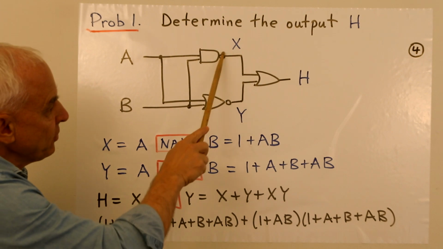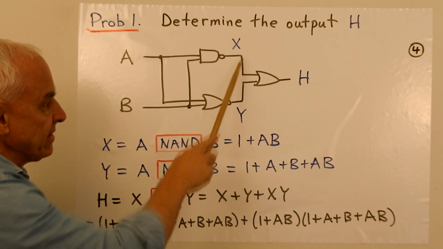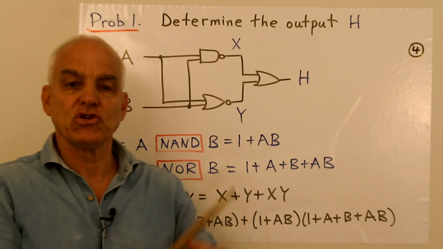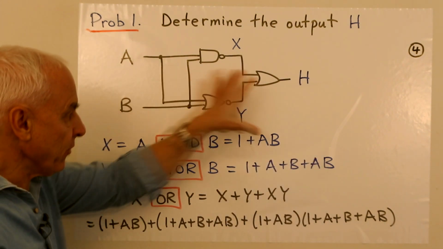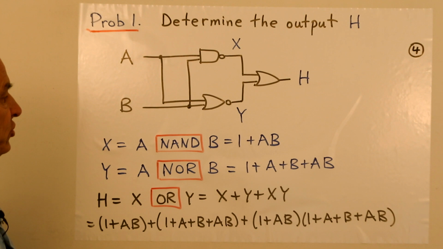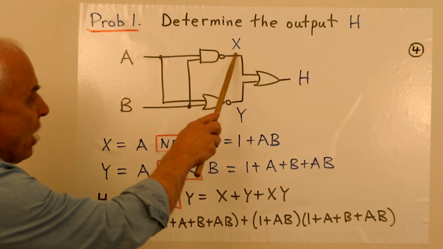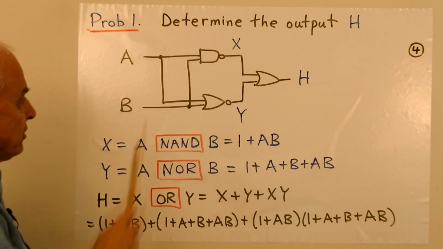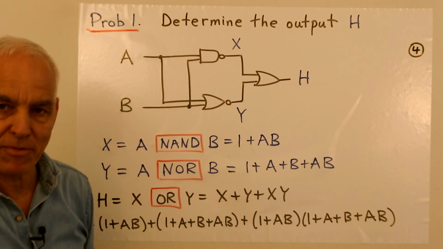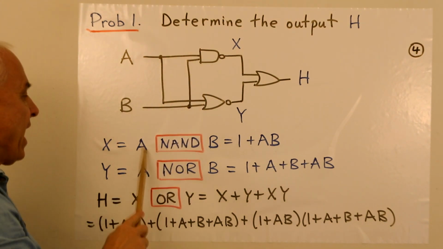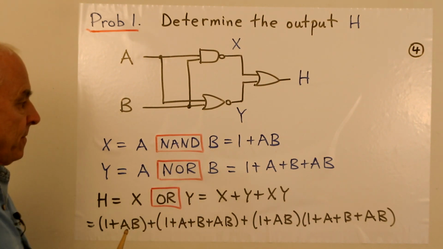And we can refer to the outputs of these two gates as x and y, sort of intermediate steps that help us in evaluating what's going on with the whole picture. So let's look at x, the output of this NAND gate. It has input A, and the other input is this B, which has been channeled up there. Okay, so this is an A NAND B.